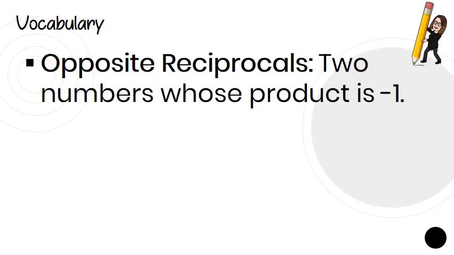Again, if you need to pause at any time or rewind, please do so that you're not rushing. Let's clearly identify those underlined or highlighted words, opposite reciprocals. The mathematical definition is two numbers whose product is -1. Two numbers whose product, what does product mean? That means to multiply. So if I multiply two numbers and I get -1, that means they're reciprocals.